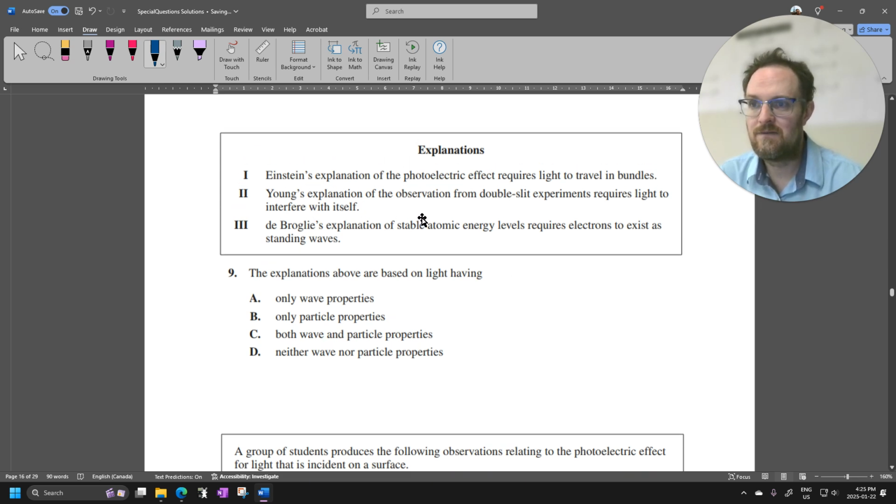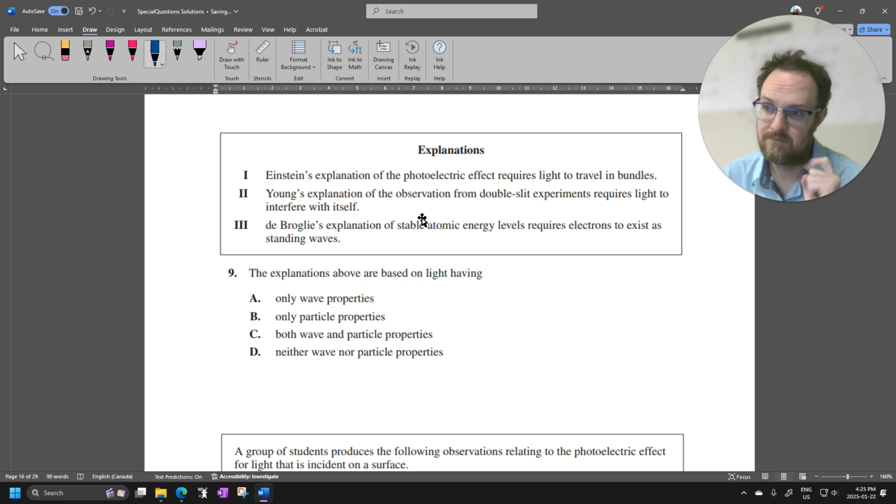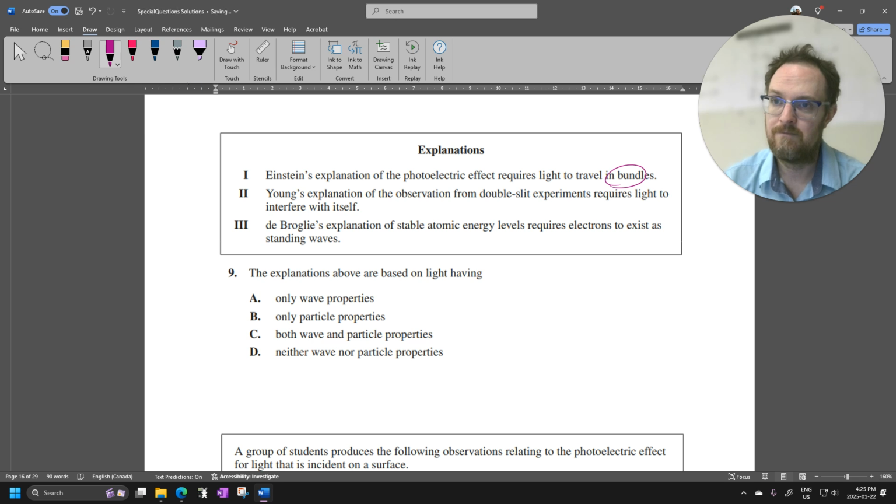Explanations. Einstein's explanation of the photoelectric effect requires light to travel in little bundles. That's true, and that is a particle thing. Okay. Young's double slit experiment requires light to interfere with each other. Waves interfere, so that's a wave one, right? So this one is a particle. Oh, my thing's all messed up here. Particle. And then interfere, that's a wave.